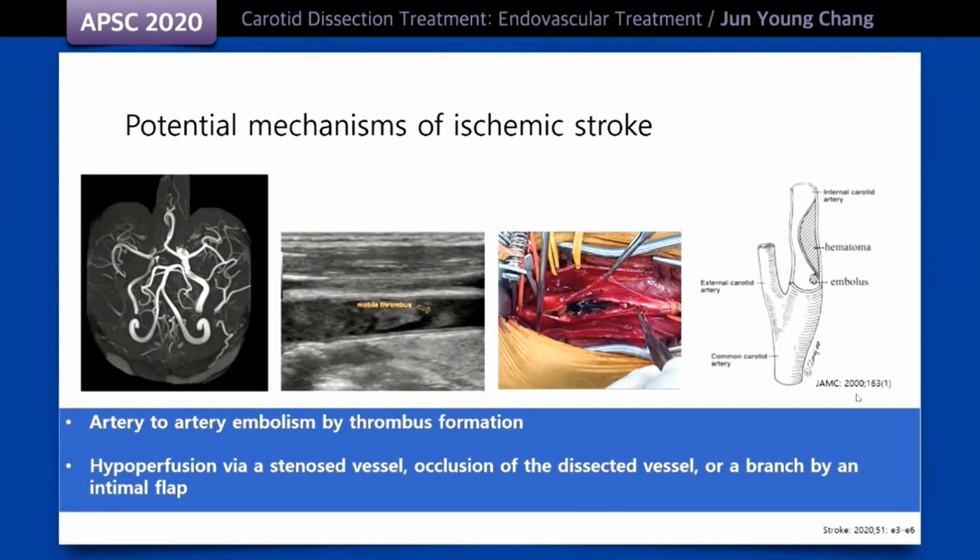Potential mechanisms of ischemic stroke can be classified in 2 ways. Most ischemic strokes that are caused by dissection are a result of early thromboembolism. Turbulent blood flow and arterial injury may predispose thrombus formation. Thromboembolism plays a major role in the pathophysiology of ischemic stroke and provides a rationale for antithrombotics in stroke prevention.